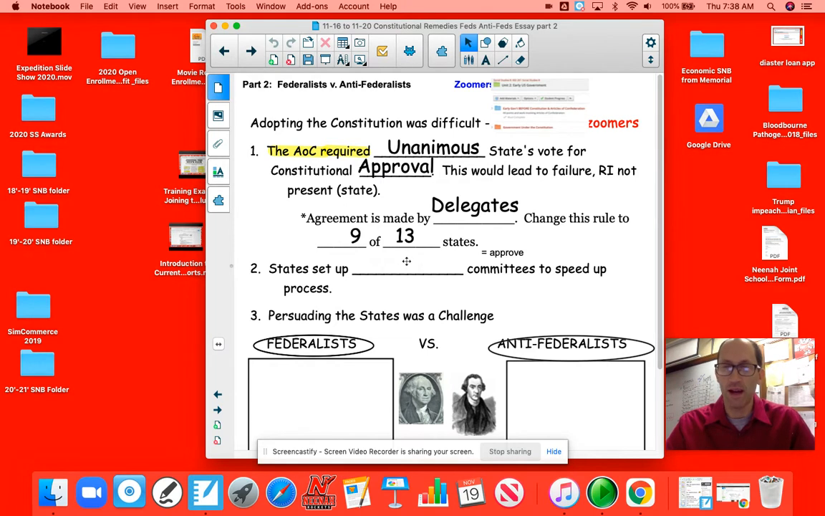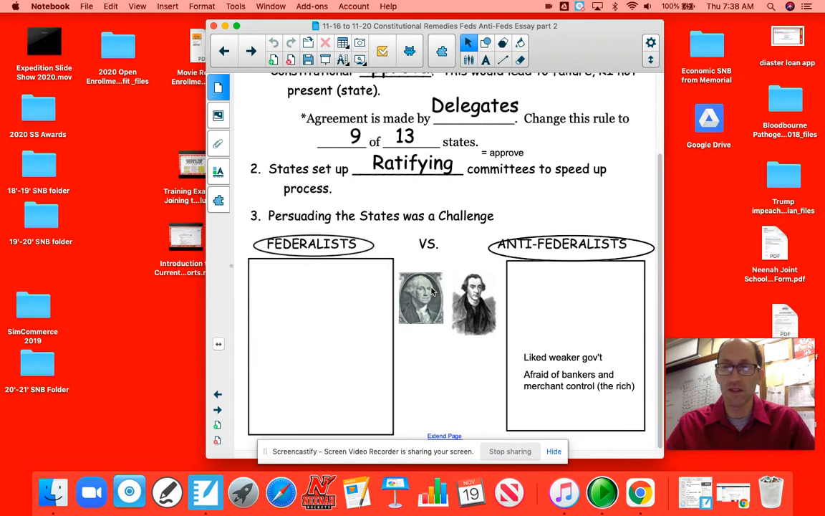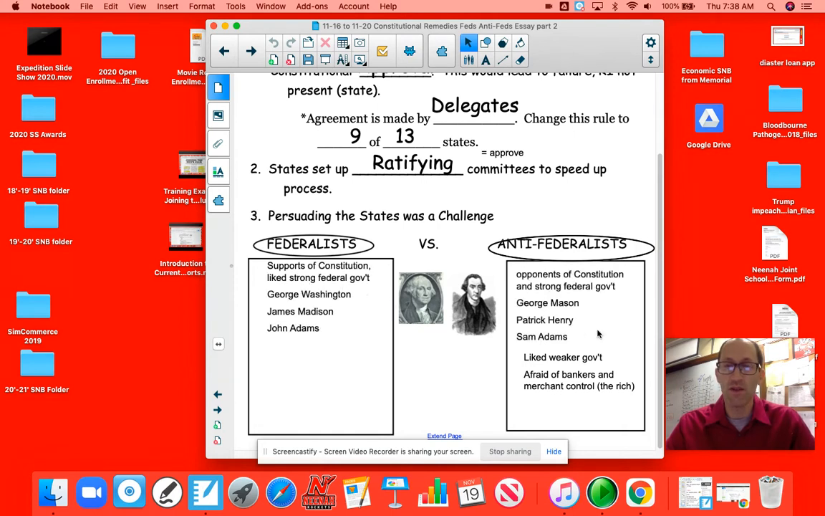So states go back after they get this agreement and they set up ratifying committees to speed up the process of approval. Ratify means to approve. Persuading the states was an extreme challenge. This was because there were Federalists, those who supported or liked the idea of a constitution and a strong government, and then there were the Anti-Federalists who were against the Constitution and they were against strong federal government.